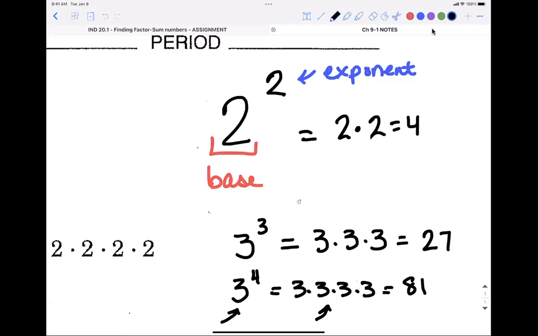So very, very quick review on what exponents look like and the terminology that I'll be using a lot, because I use base and exponent or power. Power and exponent are kind of interchangeable.